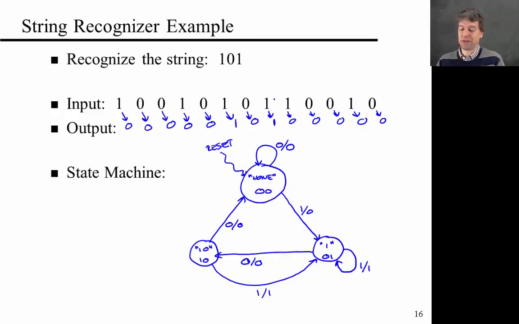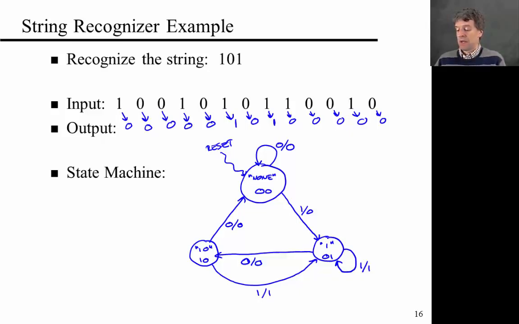But the key thing here is, as I said, what's nice here is that you don't actually need that 1, 0, 1 state, because once you're in the 1, 0 state and you're seeing a 1, you can just set output to true and then start over in this 1 state. Okay.